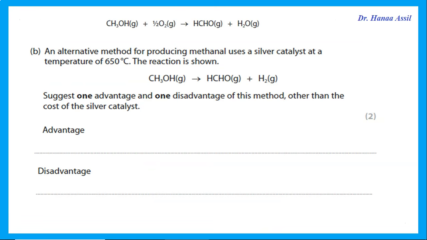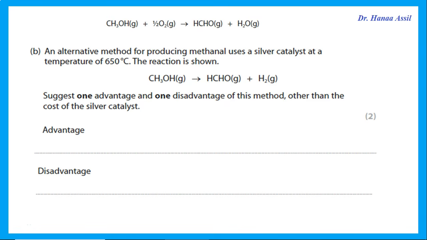An alternative method for producing methanol uses a silver catalyst at a temperature of 650. Remember, the previous one was a reaction of methanol with oxygen to give methanol plus water. This new method is producing methanol from methanol using a silver catalyst at a temperature of 650. Then the question says, suggest one advantage and one disadvantage of this method other than the cost of the silver catalyst. So don't say the silver catalyst is expensive. But what advantage could we have for that second equation?